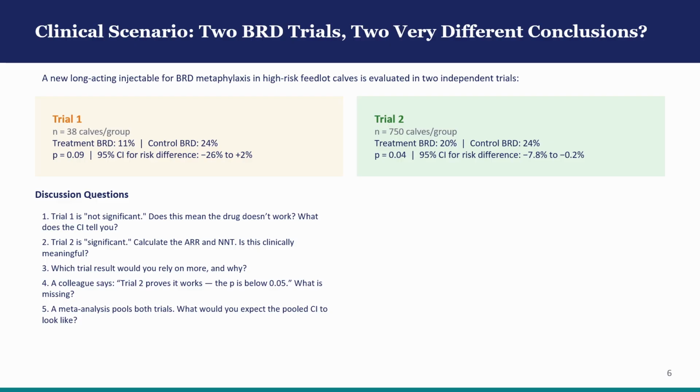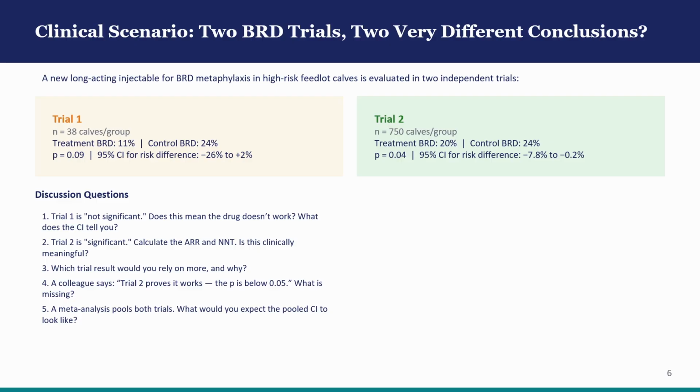The study was far too small to distinguish between a highly effective drug and an ineffective one. We don't know is the honest conclusion, not no effect. The wide confidence interval is the honest representation of that uncertainty. The p-value alone, 0.09, gives you none of this information.